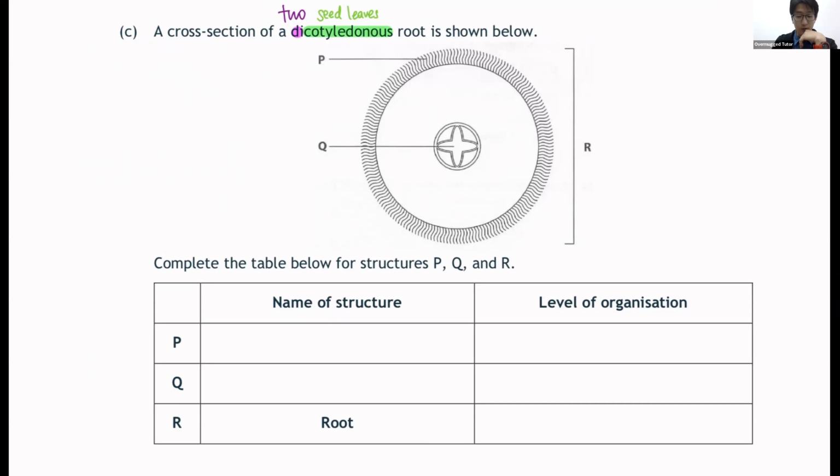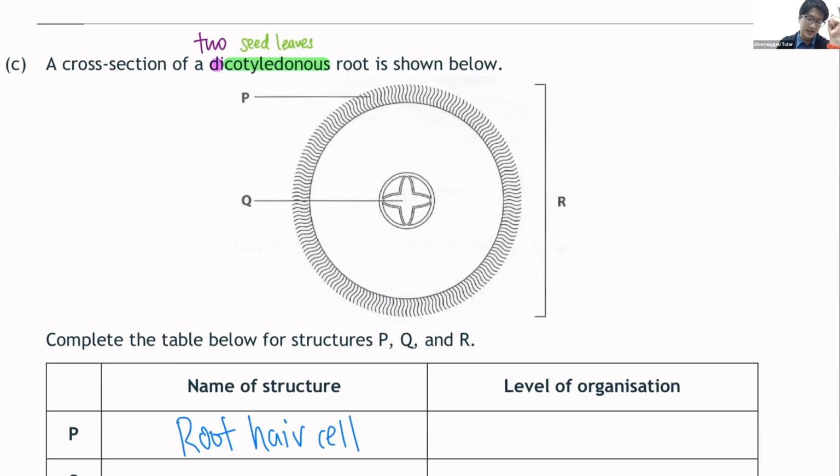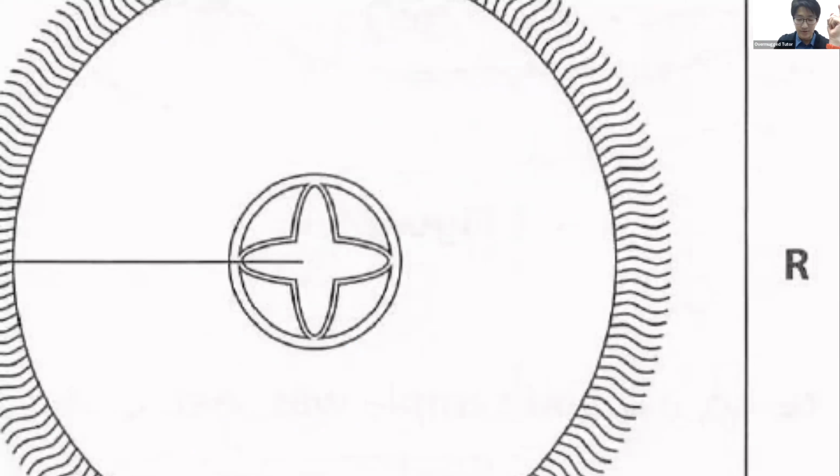Q phloem and then P is cell. Root hair and root hair cell different. Okay. Right. P is the root hair cell, but Q is not the phloem. Now, what is Q? Let me help you. Okay. Eyes on screen, please. What is Q? Very simple.